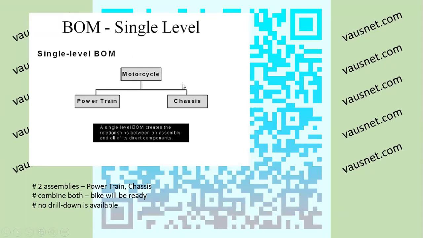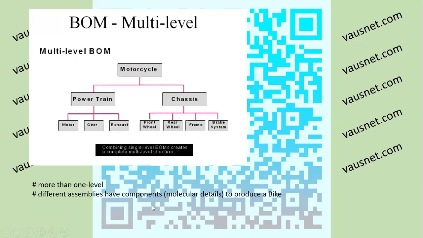Single level BOMs are basically simplified, and they tell you two assemblies will be there. No molecular details are available in a single level BOM, because in single level, it creates the relationship between an assembly and all its direct components. So a motorcycle has two components, which are powertrain and chassis, and that is basically a single level BOM. It's basically establishing a relationship. It combines both, that both powertrain and chassis will be combined and the bike will be produced. So drill down molecular details are not available.